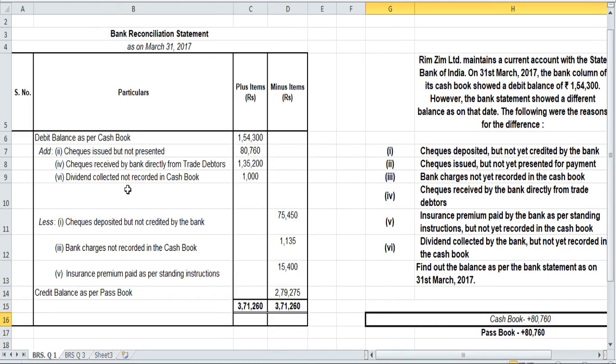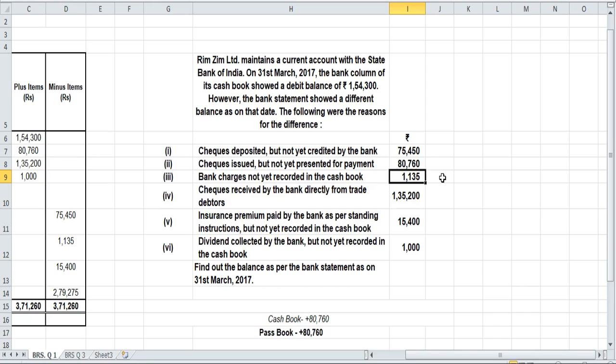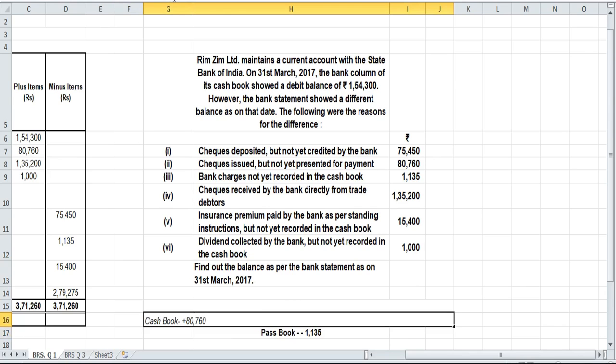Okay, so here, checks issued but not presented, 80,760. Next, bank charges not yet recorded. Now what happens is, the passbook they charge bank charges. Okay, so bank charges, let me write down here, minus 1,135. But there is no record in the cash book.